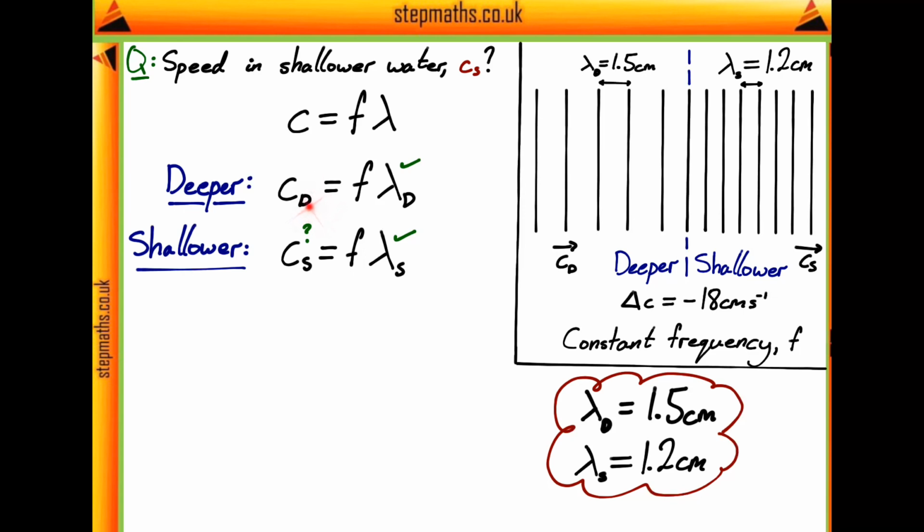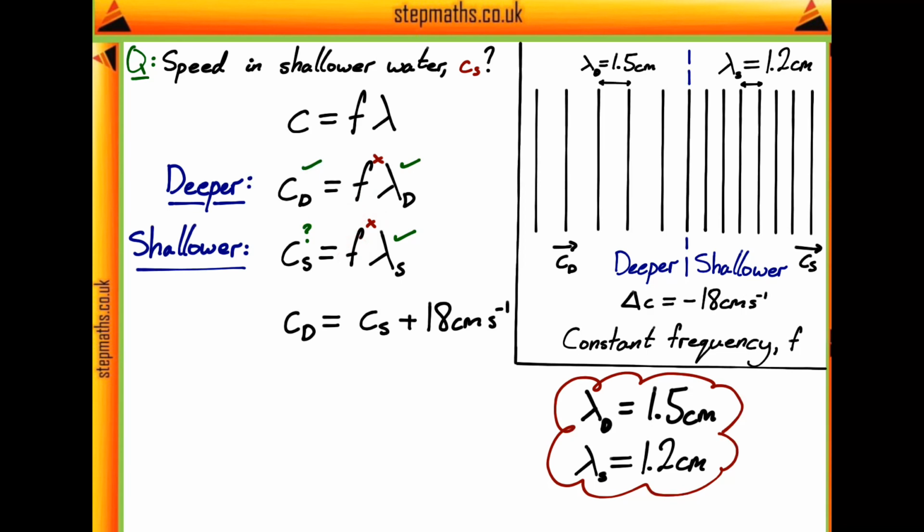While we don't explicitly know it, we know that the speed between the two changed by 18 centimeters per second. So what this means is that CD is just going to be equal to the speed in shallow water plus 18 centimeters per second. So actually, we do have an expression for this, which includes CS, the variable we're looking for. Now, while we don't have our two frequencies, they are the same, and between these two equations we have this one variable which is the same, so we could eliminate it anyway.